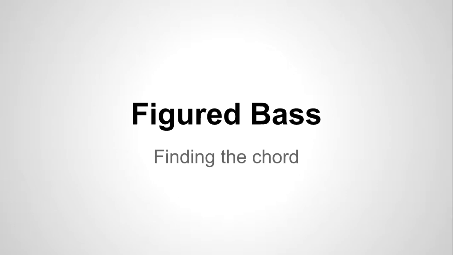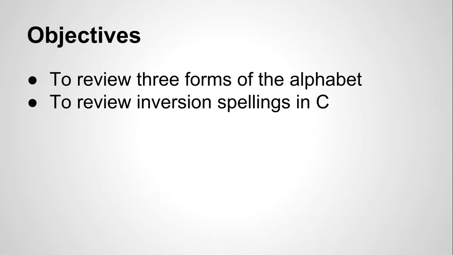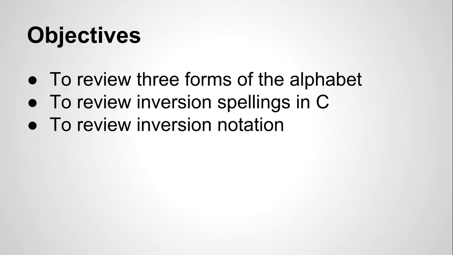Now let's take part 2 here on figured bass and see how we find the chord given some information. The objectives here are we will review the 3 forms of the alphabet, review the inversion spellings in the key of C, and review inversion notation. And then we're going to get into how to use it in figured bass.